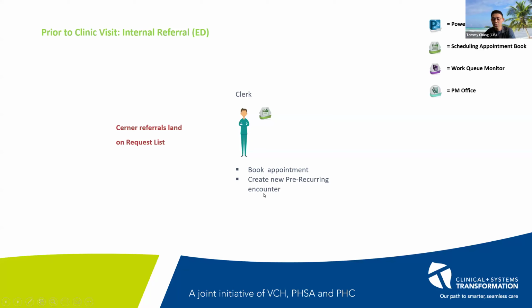All right, perfect. Thank you. And it's just the end-to-end workflow. So for your clinic, you have 3 streams of referrals. The first one is internal referrals from the ED. So those referrals will land on the request list. And then the clerk just goes into the scheduling book, books the appointment, and kind of recreates a pre-recurring encounter. So I can show that to you.